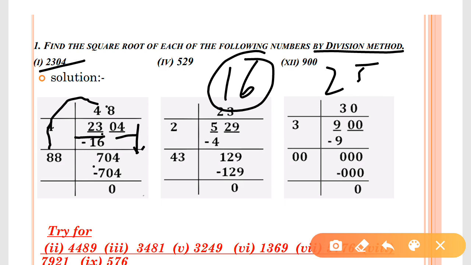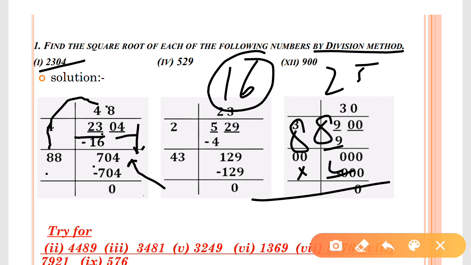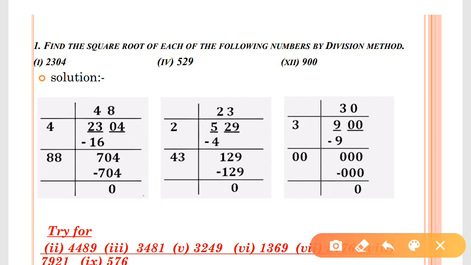Now doubling the quotient here. So 4 2s are 8, and we will write any number and multiply it by the same number in order to get a number which is nearly equal to 704. So if we write 8 and multiply it by 8, 8 4s are 32... 8 8s are 64, and we will write 4 and we got carry 6. 8 is just 64 and plus 6 we got 70. So 704 is here. On subtracting this, we got answer 0. So whenever the answer is 0, the quotient, that is 48, will be the square root of the given number.